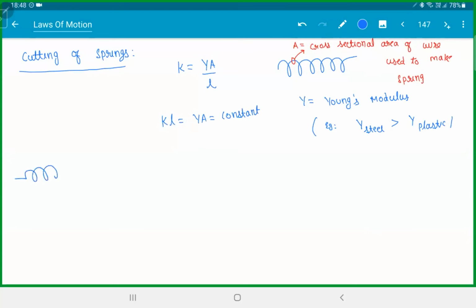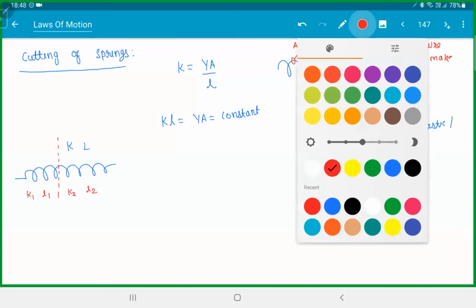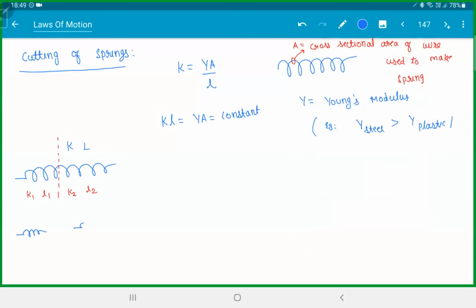Meaning, if you take a spring of constant K and length L, don't remember this thing. Later on, we'll do a problem on this. And if you cut it here into L1 and L2, let the spring constants become K1 and K2. So when you cut this, you get two pieces, K1, L1 and K2, L2. From the formula, we get K1 L1 is equal to K2 L2 is equal to K into L. The product K into L will remain constant.